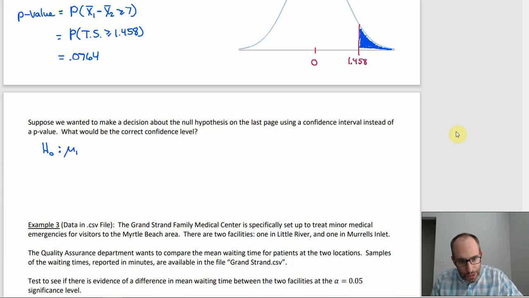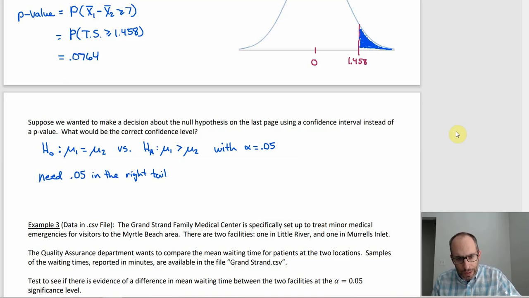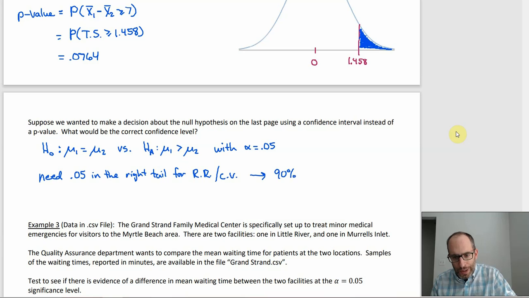So the null was mu1 equals mu2, and the alternative was that mu1 is greater than mu2. And then it was with the usual alpha of 0.05. So then you would need 0.05 in the right tail for a rejection region, or for where your critical value should be, I guess depending on how you want to look at that, which would mean that if you need a 0.05 in the right tail, you should be using a 90% confidence interval, right? Because I think I can draw a little one up here, I think.